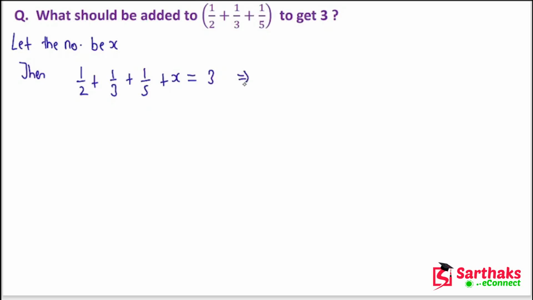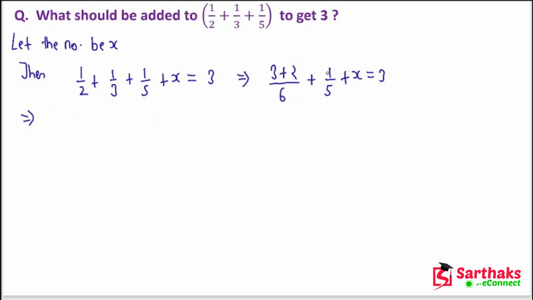So let us calculate. Let us first calculate 1 by 2 plus 1 by 3. Taking the LCM 6, 2 into 3 is equal to 6. So 1 into 3 equals 3 plus 3 into 2 equals 6. So 1 into 2 equals 2, plus 1 upon 5 plus x equals 3. So we will get 5 by 6.